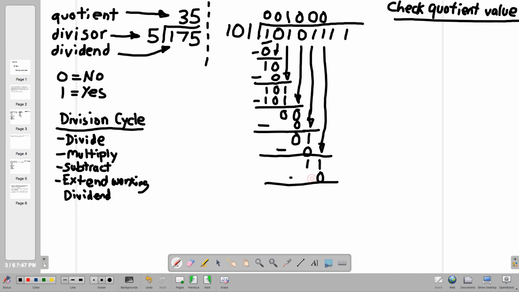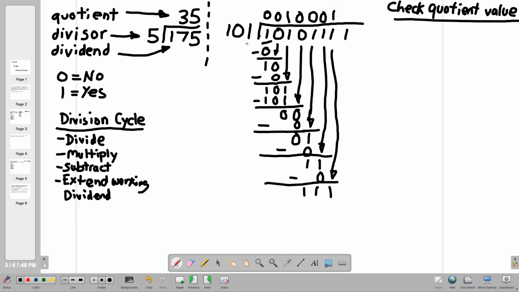And then we subtract. So 3 subtract 0, you still get 3. And of course we're going to extend the working dividend and bring a value 1 here. So 1, 1, 1 is exactly 7 in binary. Does 5 go into 7? The answer is yes. So we put a value 1.